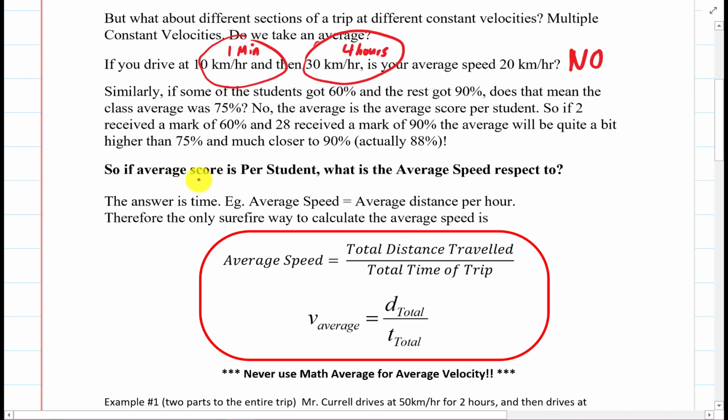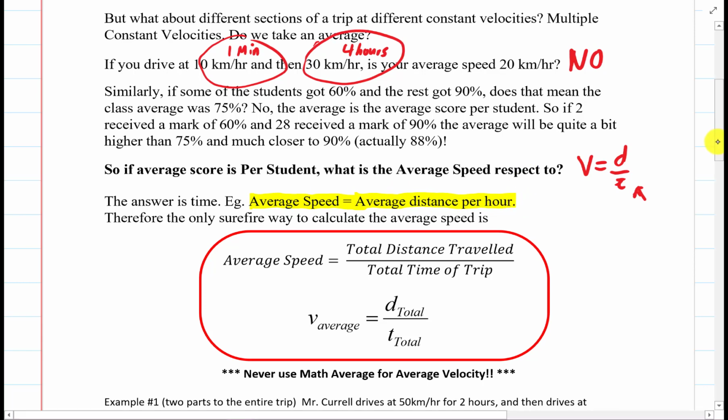If the average score is per student, what is the average speed with respect to? Well, speed is distance over time, so it's the distance with respect to time. Time is in the denominator. So the answer is, average speed is the average distance per hour.